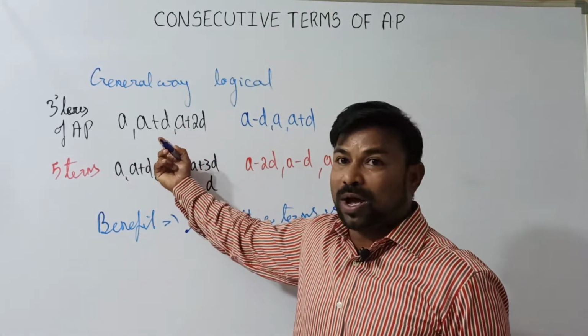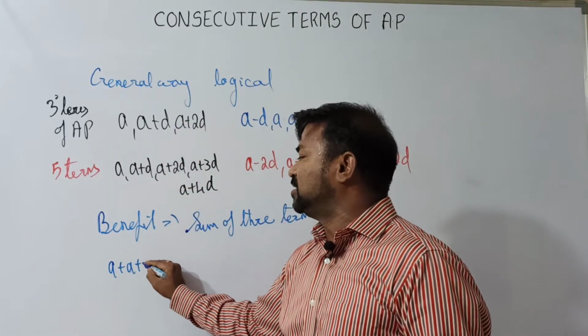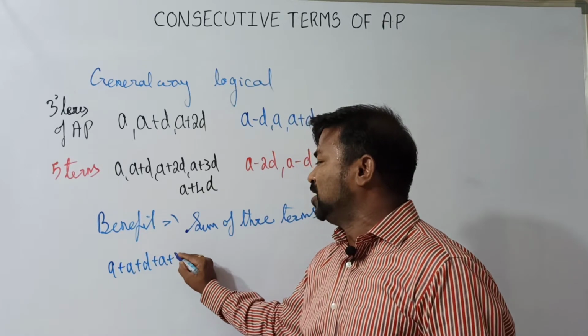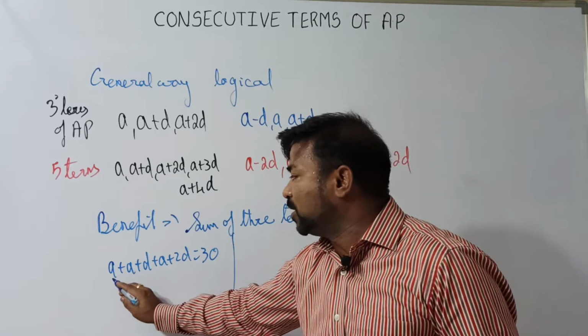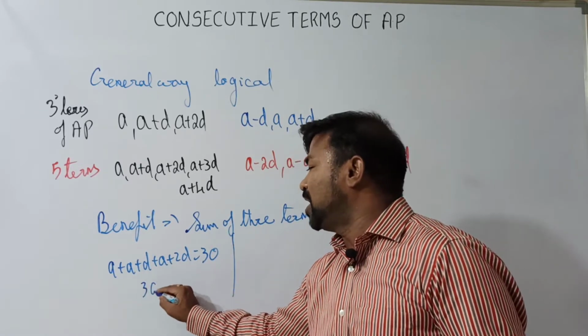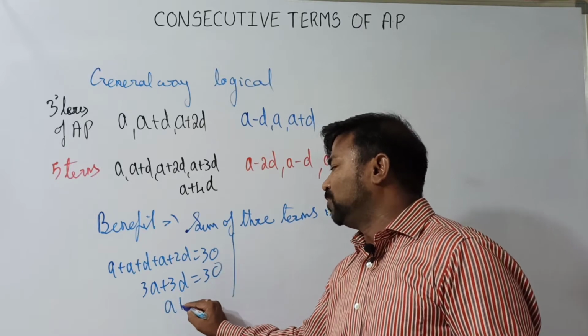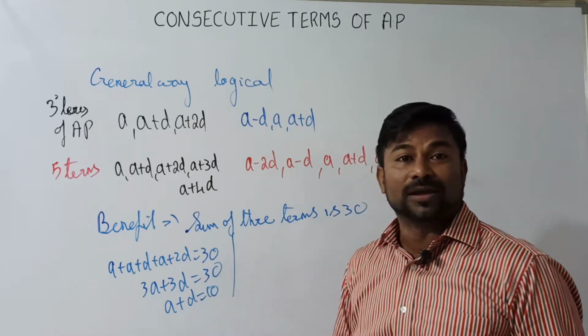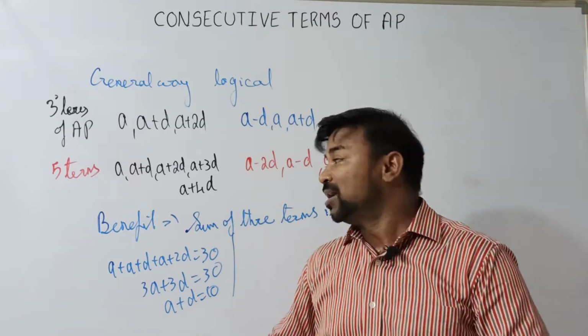If you take this one, the sum of that is nothing but a plus d plus a plus 2d is equal to 30. If you take like this, what is it becoming? 1, 2, 3. 3a plus 3d is equal to 30. Of course, if you simplify, a plus d is equal to 10. But still, we are having two variables in that, right?